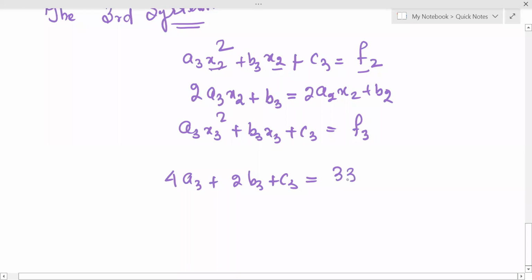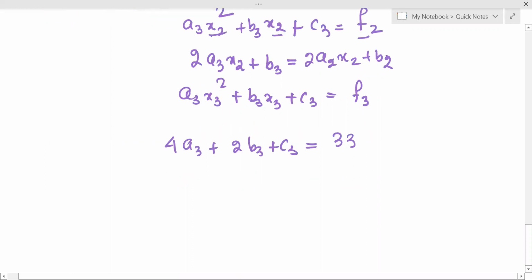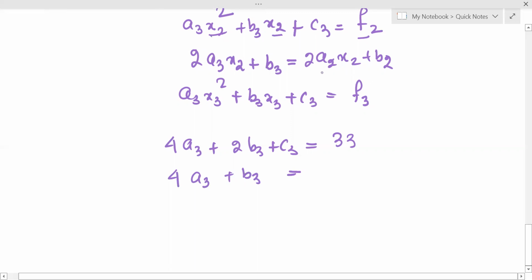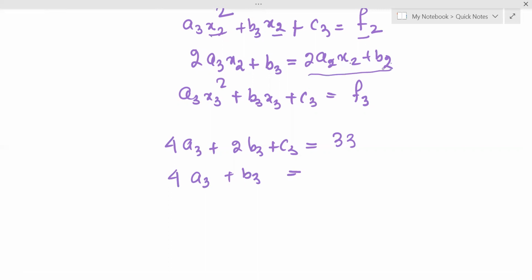Again, the x2 value is 2, so 2 into 2 is 4a3 plus b3, which is equal to, what is the a2 value, x2 value and b2 value? 4a3 plus b3 is equal to, let us simplify. All these values are known values: a2 value, x2 value, b2 value. Substitute them and see how much comes. 61 will come.